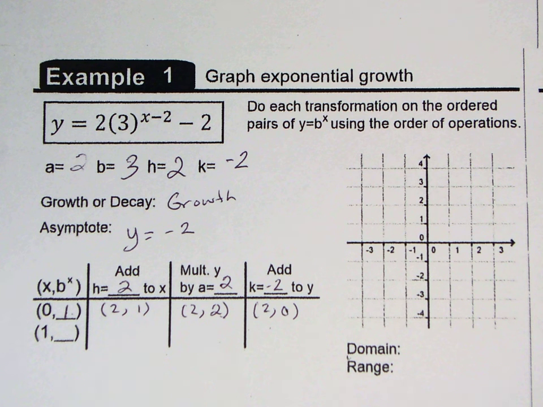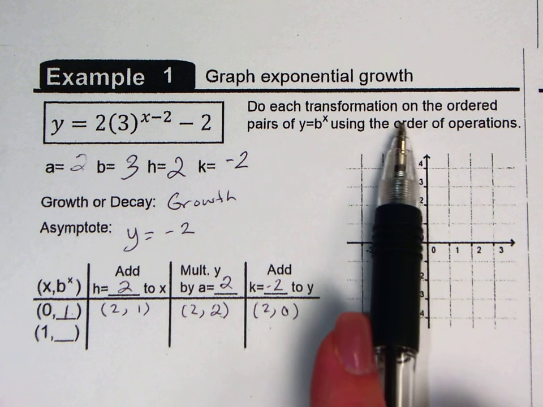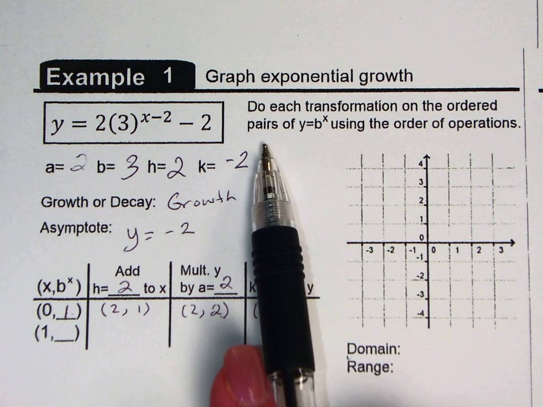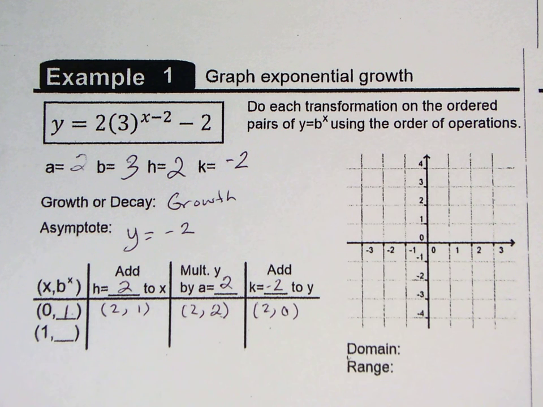Alright guys, I thought I'd go ahead and go through example 1 with you, just in case you're having a hard time figuring out what to do with it. So, in example 1 it says, do each of the transformations on the ordered pair of y equals b to the x using the order of operations.